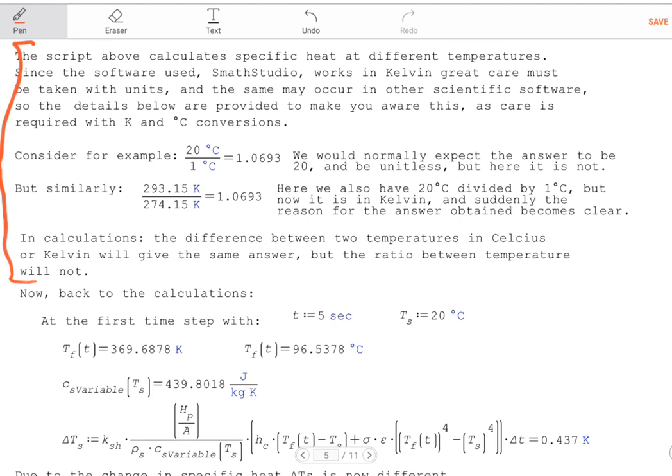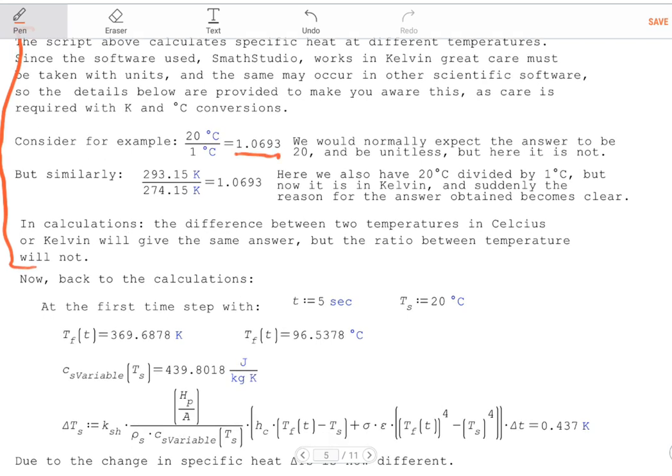So the details below are provided to make you aware of this, as care is required with Kelvin and degrees Celsius conversions. Consider, for example, I put into my software 20 degrees Celsius divided by 1 degree Celsius, and it gives me an answer of 1.069. We would probably expect the answer to be 20 and to be unitless, but remember, if you work in degrees Celsius but your software is actually working in Kelvin in the background, it's doing a different calculation. If we take 20 degrees Celsius, convert it to Kelvin, and 1 degree Celsius in Kelvin, you have 293.15 divided by 274.15. Suddenly the answer makes a lot more sense. It gives an identical answer, but it looks very different.